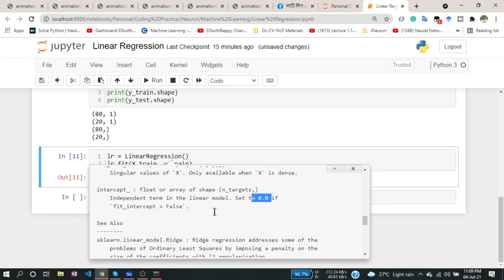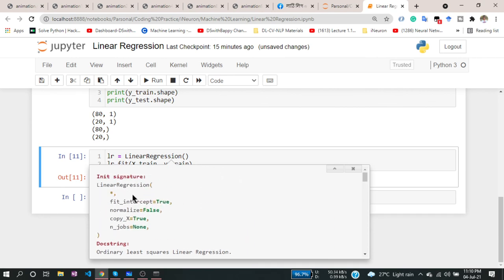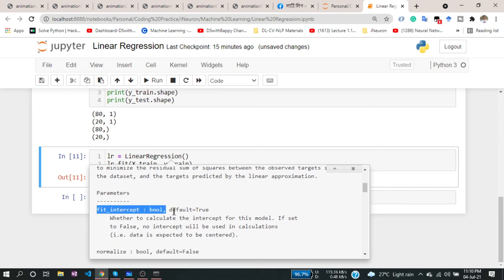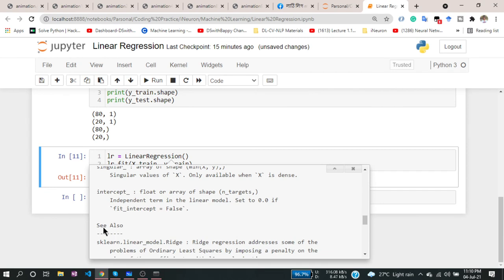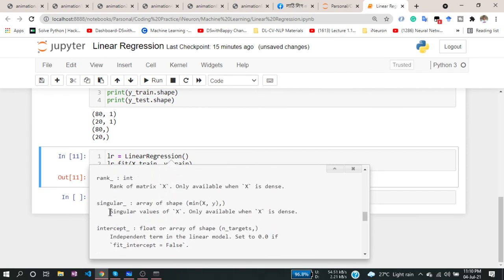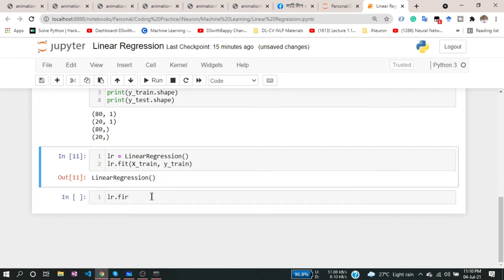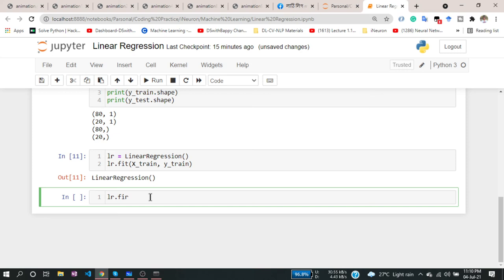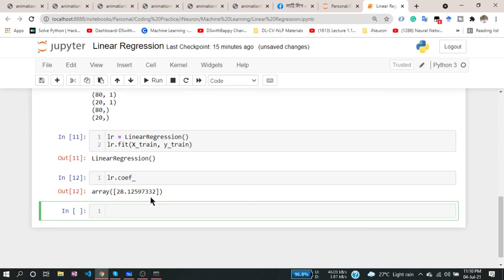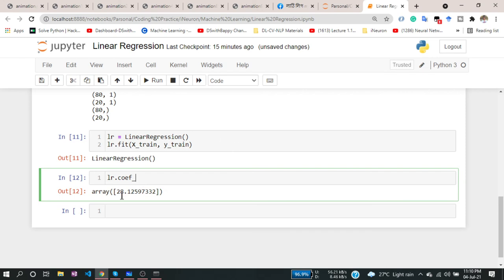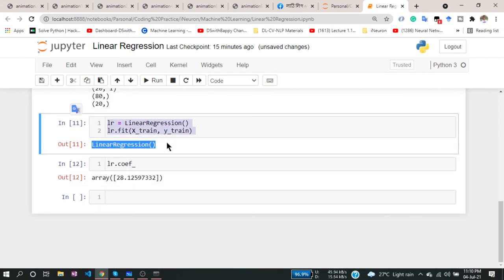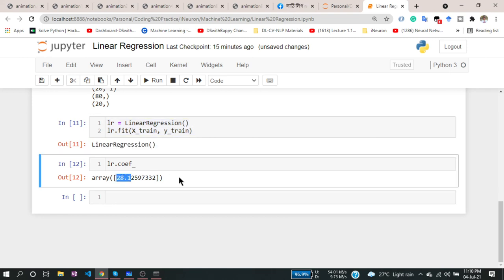Each and everything they have written here. You can go through that. So you can see there are some values, one is the intercept and one is the coefficient. Coefficient underscore means the slope, and the intercept means your intercept. Now LR dot coef underscore. So this is my slope, which I'm getting after applying gradient descent because my model training has been done. Initially you can see these were 0 in sklearn, but now it has become 28 because it has learned properly.